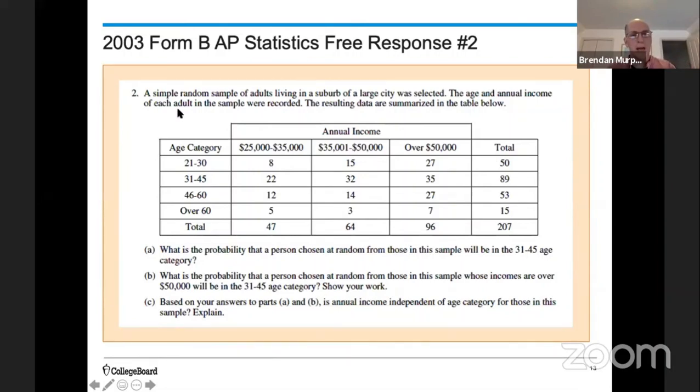So a simple random sample, that's good. I like the randomness of adults living in a suburb of a large city was selected. Okay, so I'm taking perhaps a small sample of a large city. The age and annual income of each adult in the sample were recorded. So all these numbers down here. The resulting data are summarized in the table below. So two-way table, and very typical question. And we're going to ask two or three questions based upon that table and those different numbers.